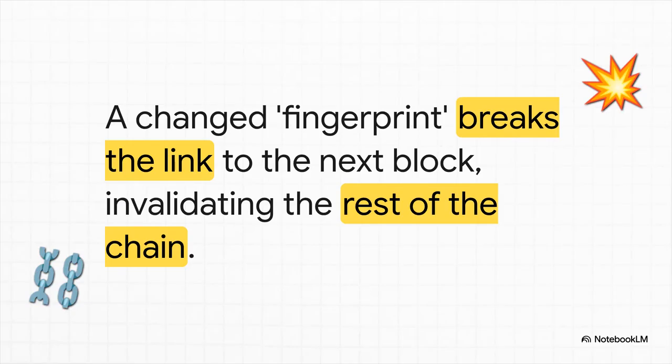And here is the really beautiful part. Remember how every block holds the fingerprint of the one before it? Well, the next block in the chain is looking for that original 6AB1 fingerprint to stay connected. But our hacker's block doesn't have that anymore, so the link breaks. It sets off this incredible domino effect. Changing just one block immediately invalidates every single block that comes after it, making the fraud stick out like a sore thumb to the entire network.